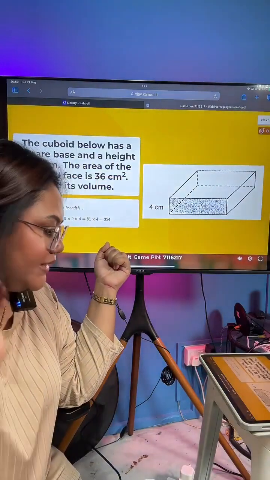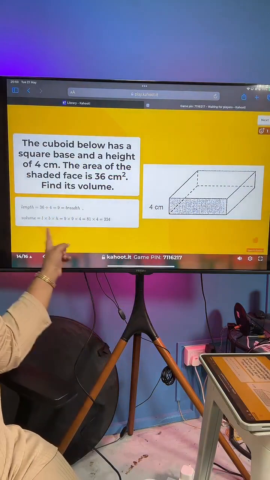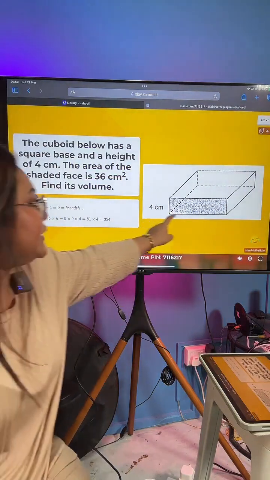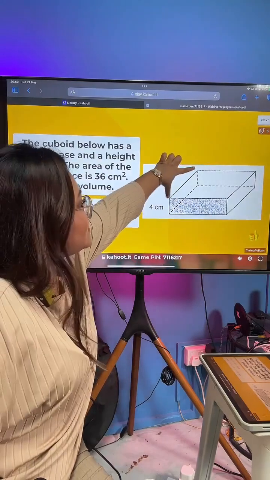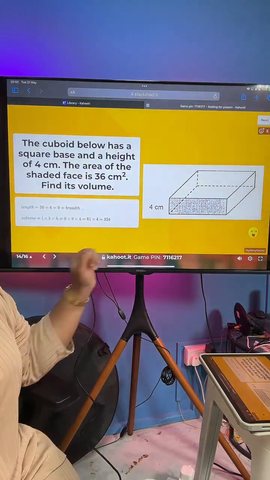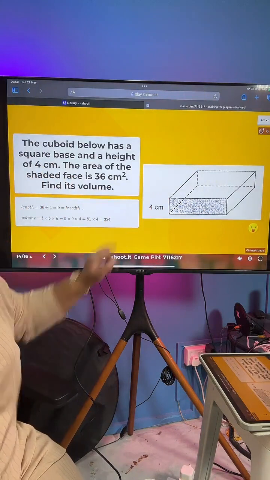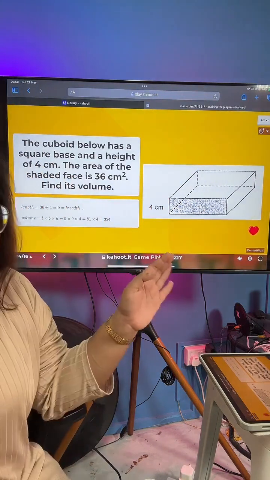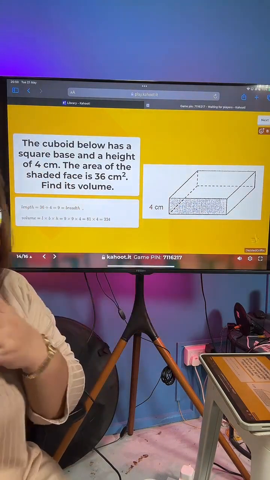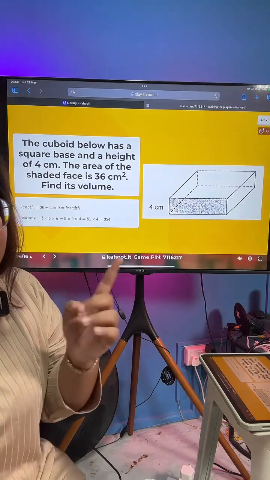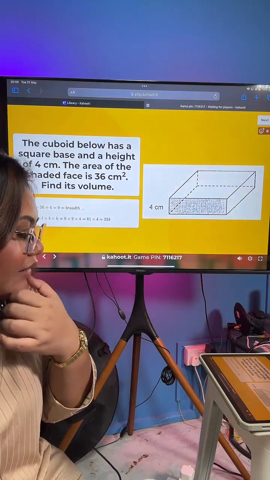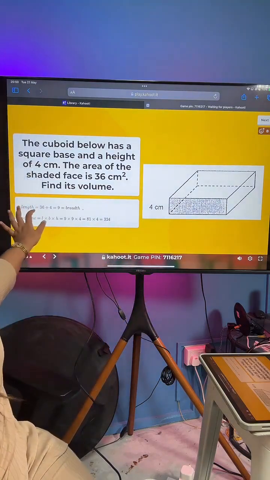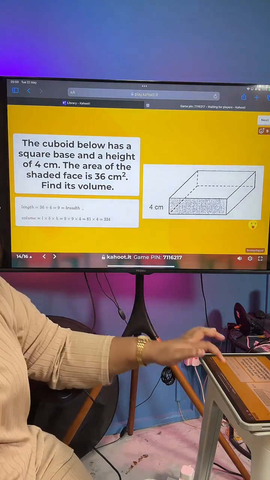Now, how to get this volume? You just take the length to be 36, divide by 4 to give you 9. So this is 9 times 9 because it's a square base, which is 81, and then times 4 to give you 324. Okay? You cannot take 4 times 4 times 9. That's not right, okay? 324 is the answer.